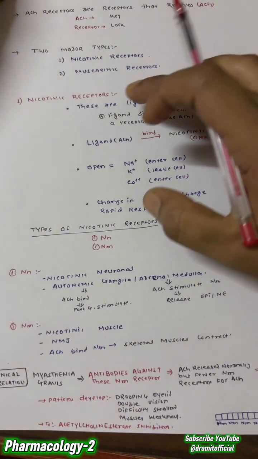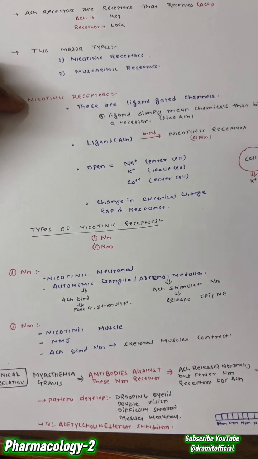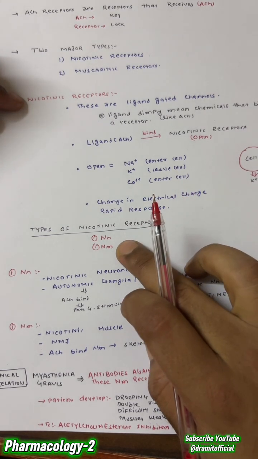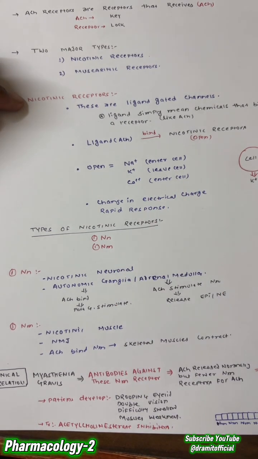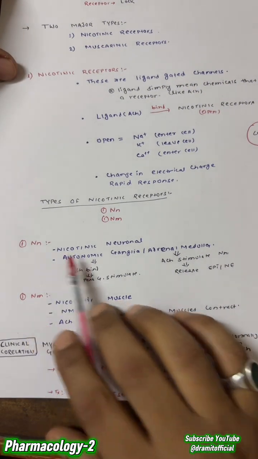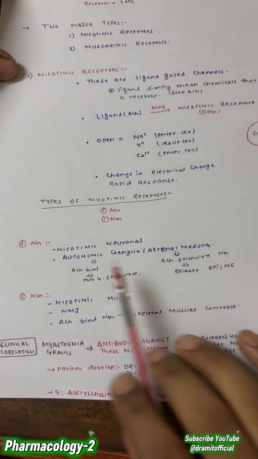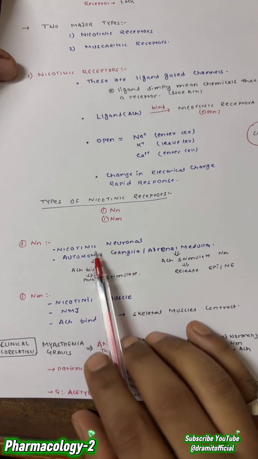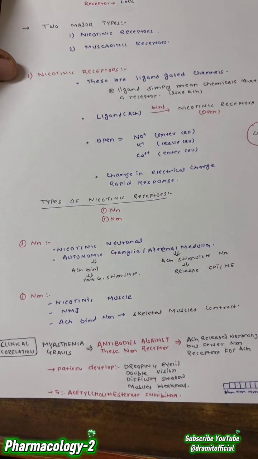Now we'll talk about the types of nicotinic receptors. Normally there are two types of nicotinic receptors, one is NN and one is NM. Let's first talk about NN. The full form of NN is nicotinic neuronal. This receptor is mainly found in autonomic ganglia and the adrenal medulla.